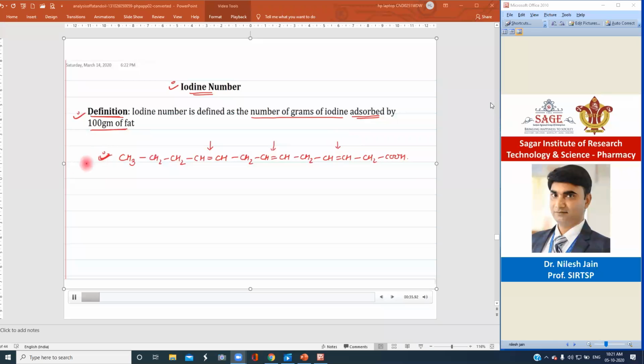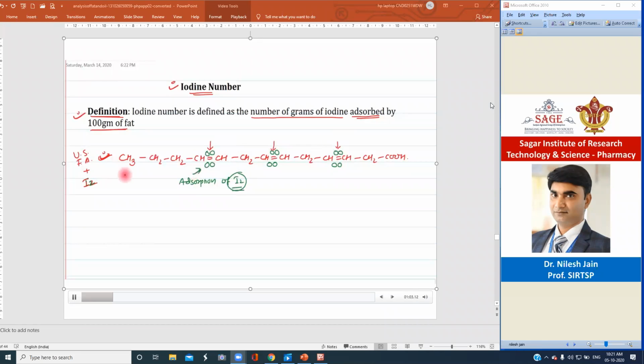Now if you treat this unsaturated fatty acid with iodine, what will happen? Iodine gets adsorbed on this double bond. Iodine is attracted towards this double bond and it remains stuck to that position. So this is the adsorption of iodine, and this is the property of iodine.